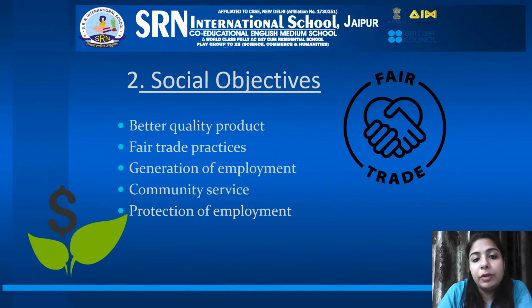Generation of employment. When you are starting a business, you should have such a motive that you should generate employment. At least you are hiring some other people under you and you are generating employment for them. Community service, you are providing service to your community. Protection of employment is also one of the social objectives.